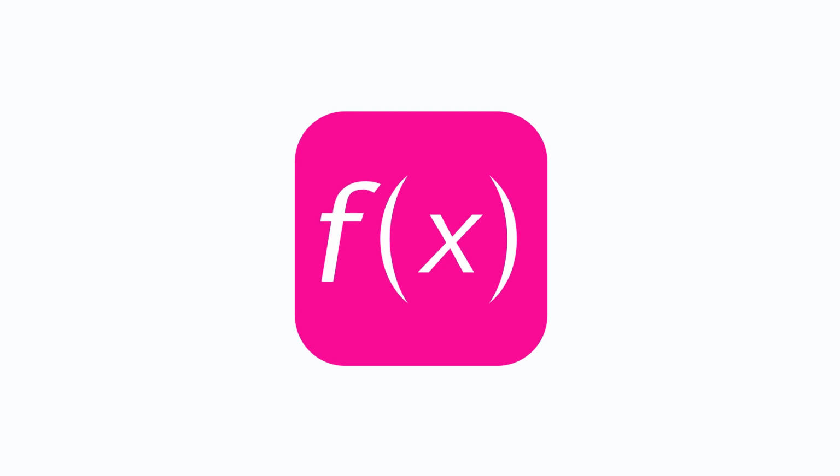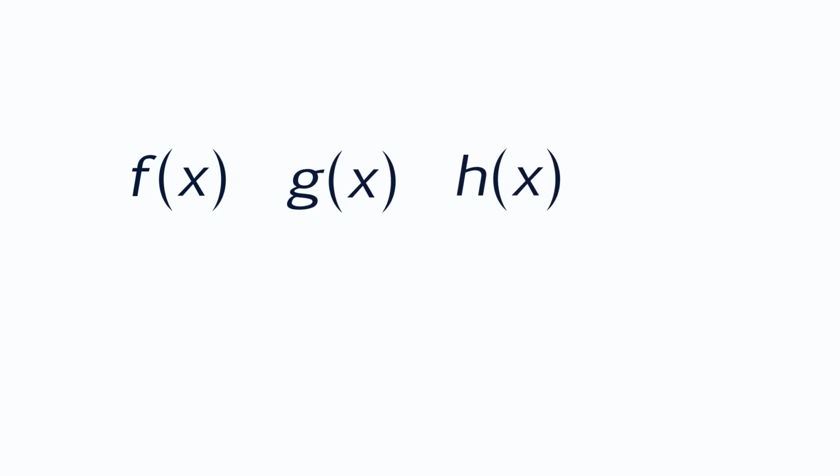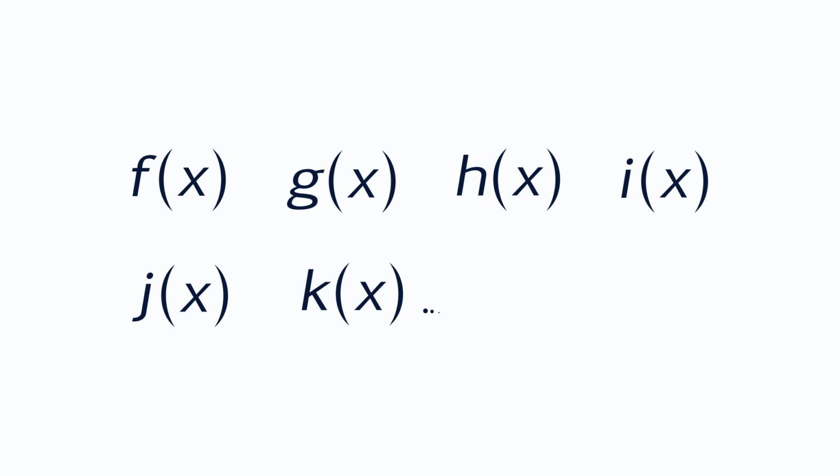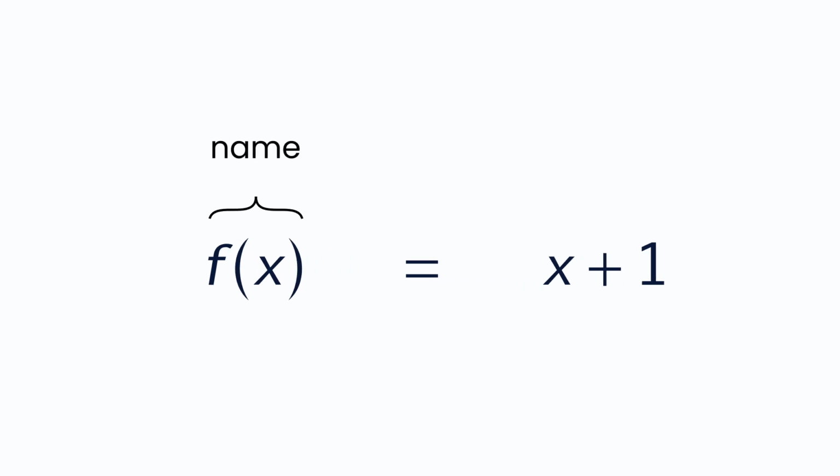The letter f is often used because it stands for function. If you have more than one function, you just continue naming them after the letters of the alphabet, such as g of x, h of x, i of x, and so on. A function's expression often looks like an equation, where the left side of the equal sign is the name f of x, and the right side is the mathematical formula that produces the output.